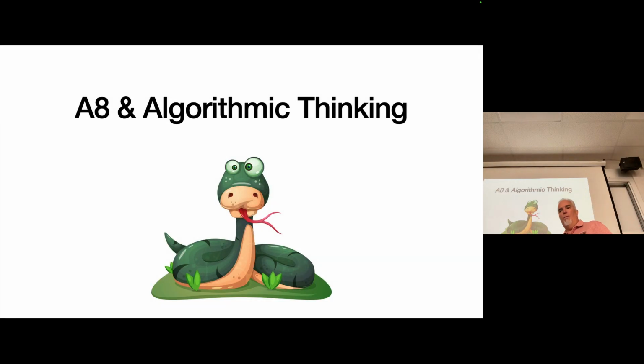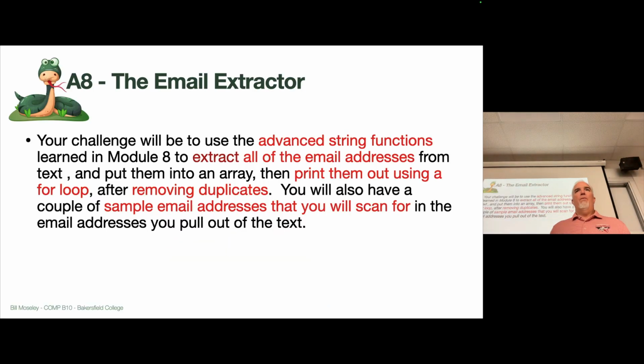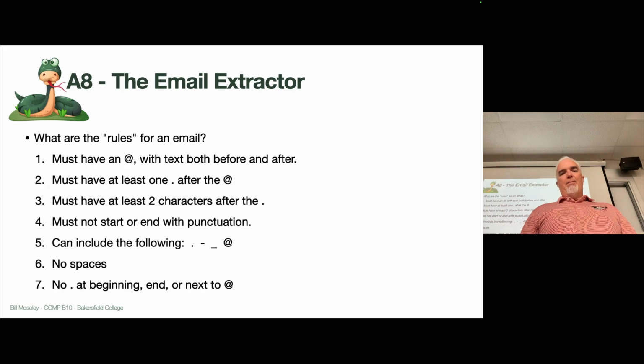So with A8, this is a relatively complicated problem: to take any text that I give you, pull out the email addresses in that text, and put them in a list. So there's a lot of steps going on. There's some complexity there because what's an email address, what's not an email address. And then there's the added complexity of these rules for an email address.